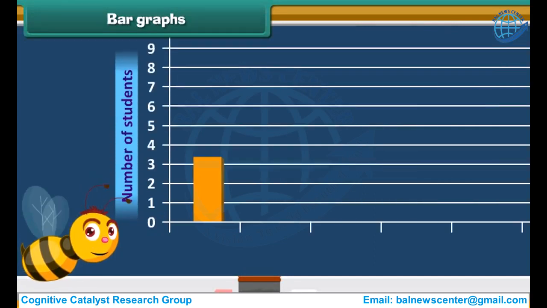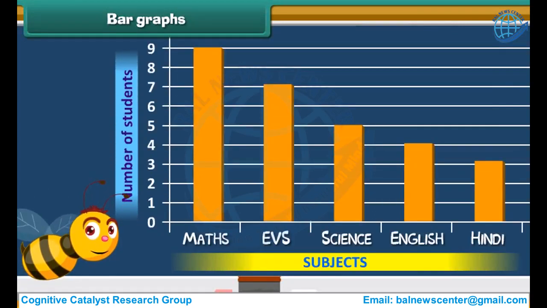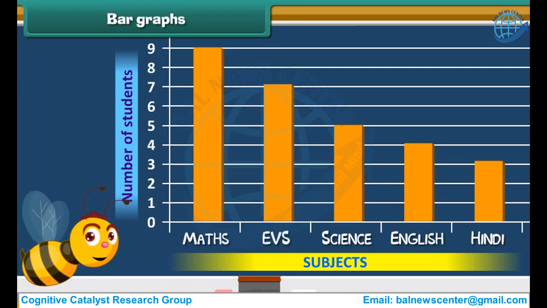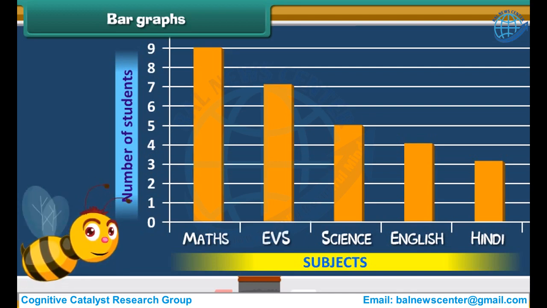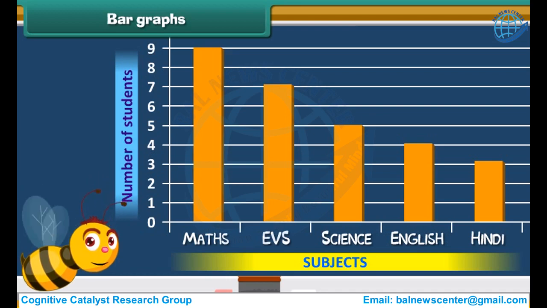The given chart is known as a bar graph. These graphs are another way of data representation. A bar graph uses bars to represent data.